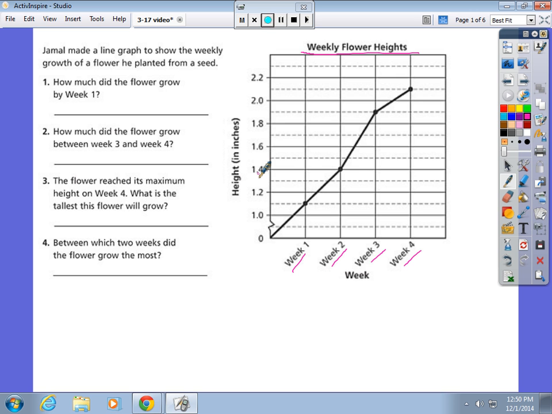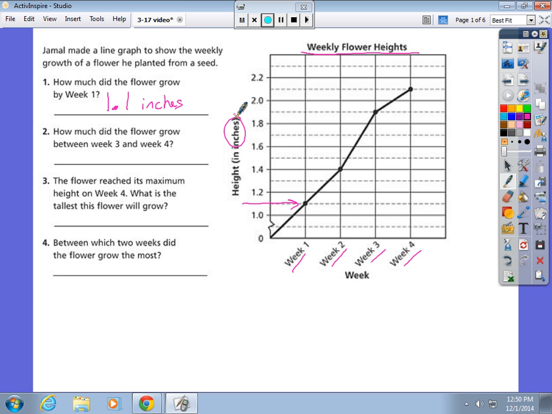How much did the flower grow by week 1? Well, by week 1, and again, it's right in between here, right in the middle of 1.0 and 1.2. So obviously that would be 1.1 inches. Notice I knew it was inches because it says inches right there.